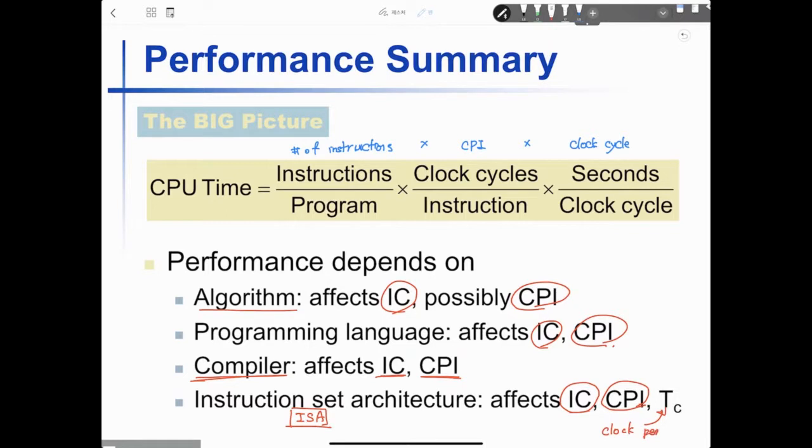Clock cycle. Clock period is the same as clock cycle. Yes, clock period is actually the same as the clock cycle. Clock cycle is a clock period. Okay, the same word.